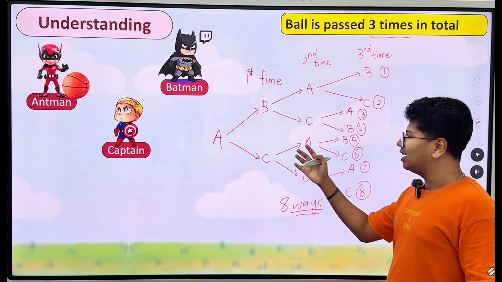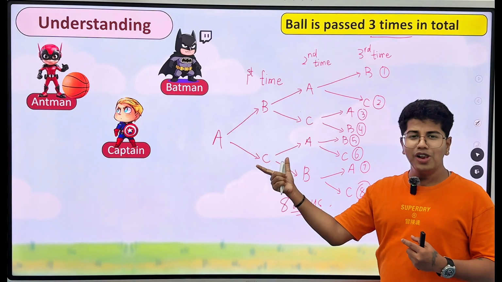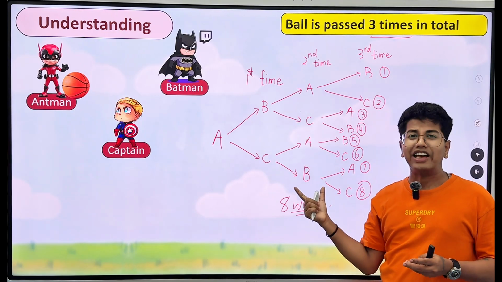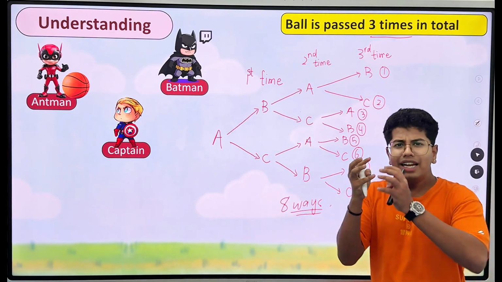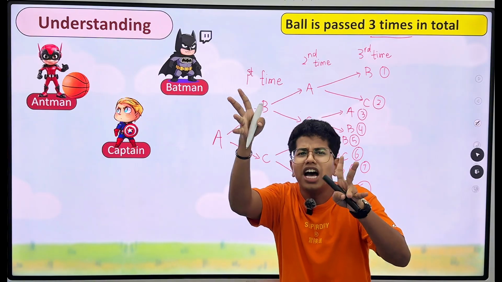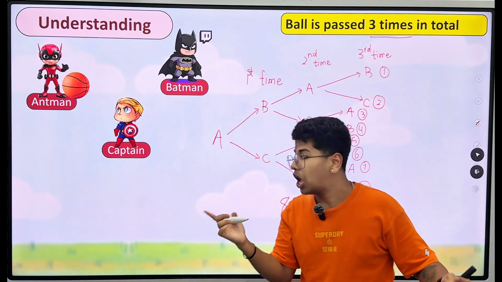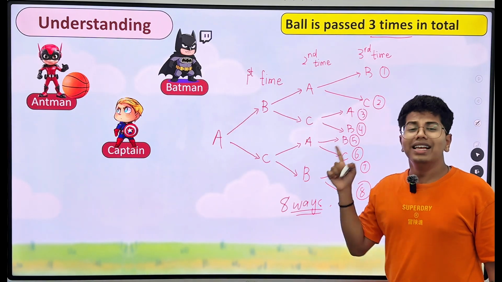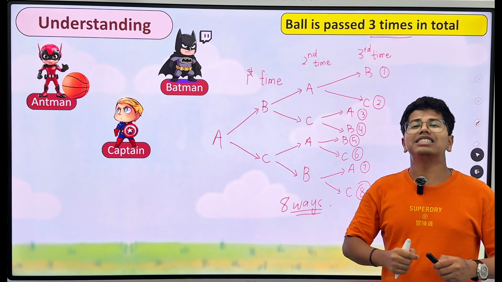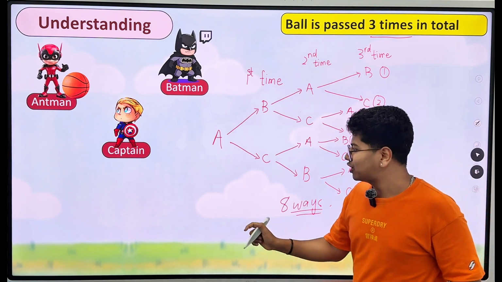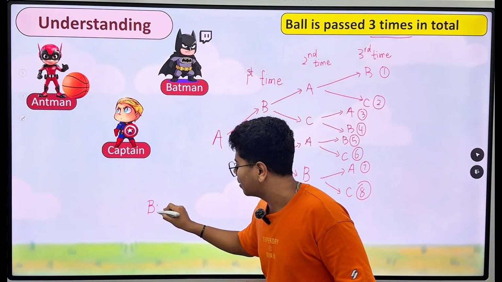So what we can understand from this, if you have a look at the diagram, at the figure that I have made here, it looks something like the branches of a tree. So that is the reason why this method is called the branching method.